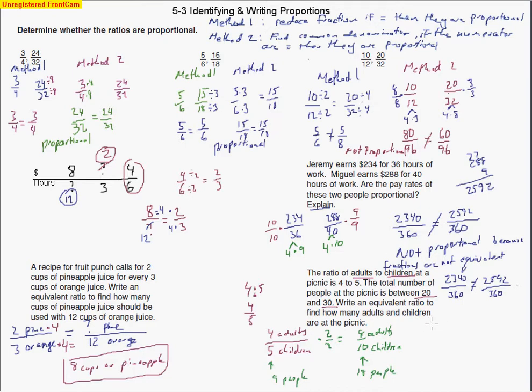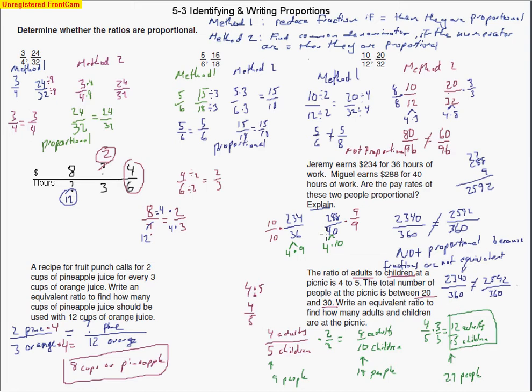So let's do the next one. Let's try 4 to 5, and this time I'm going to multiply by 3 over 3. Well, that makes 12 over 15. So I'd have 12 adults to 15 children. And when I add those numbers together, that ends up giving me 27 people. And so that is between the numbers of 20 and 30. If I did the next one, it would be something over 27 people, so I'm not going to go any further than that. So my answer is right here, 12 adults to 15 children.